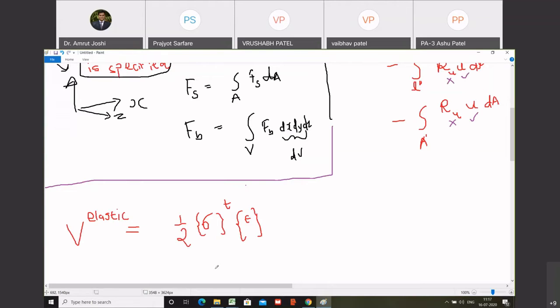So therefore, I have proved this in theory of plates and shells. But if time permits, I will prove it at the end of this lecture. So half stress transpose into strain.